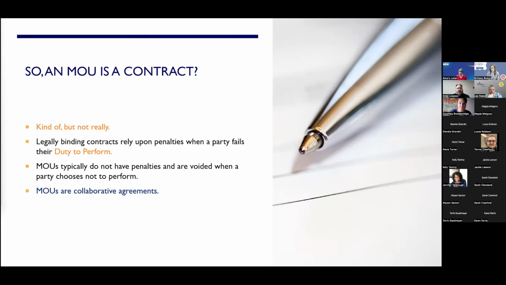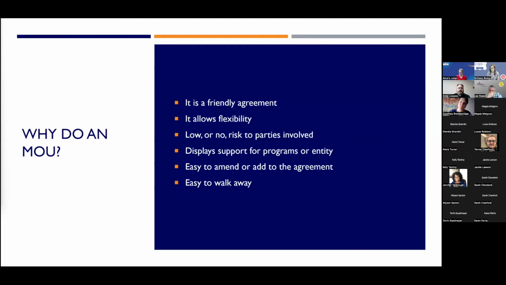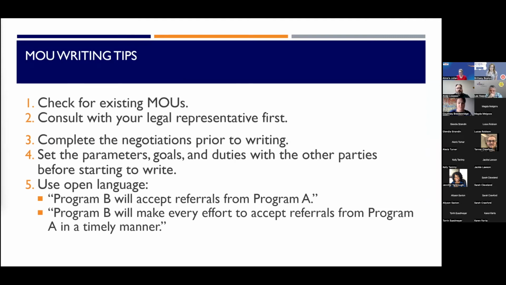Because why do we do MOUs? Because it allows flexibility. So there's low or no risk. It displays support for programs or entities. It's also easy to add or to amend the agreement. And unfortunately, and I did see the question pop up in the chat, that makes it also easy to walk away. So when we're writing our MOUs, there's some very specific language that we want to insert that allows us that flexibility and allows us to remain partners, even if we may have had a hiccup and something didn't get met along the way. But I want to revisit that. Let me get to a few other MOU writing tips here.